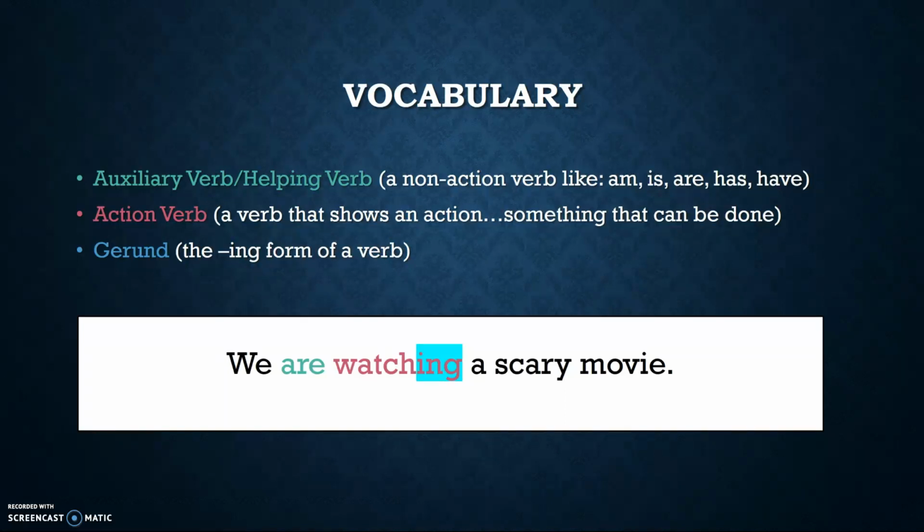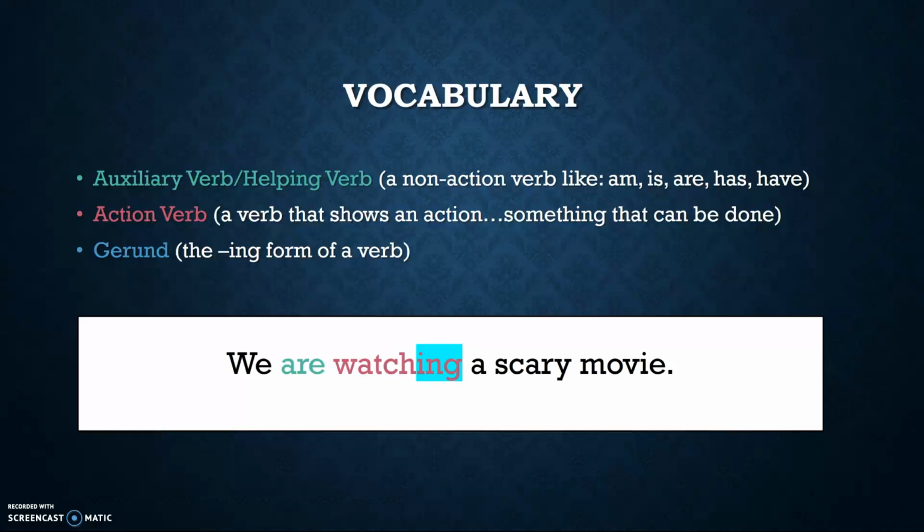Then we're going to have the term action verb. And an action verb is a verb that shows action, or something that can be physically done. The third term we're going to have is a gerund. And the gerund is when you turn a verb into its ing form.